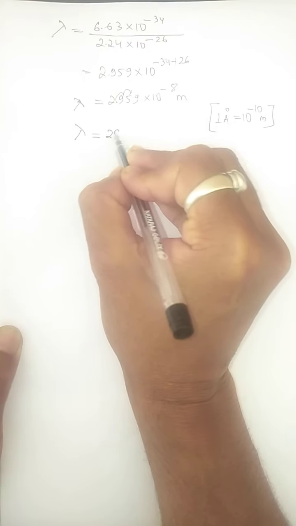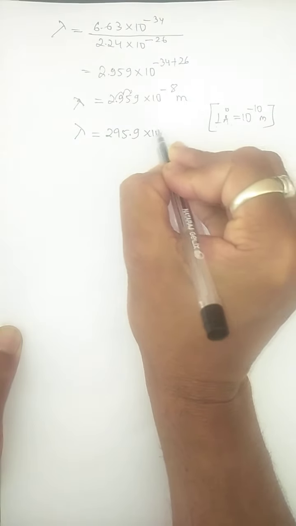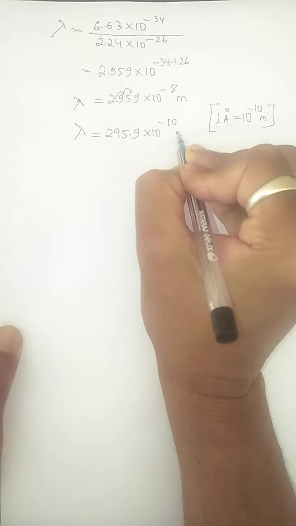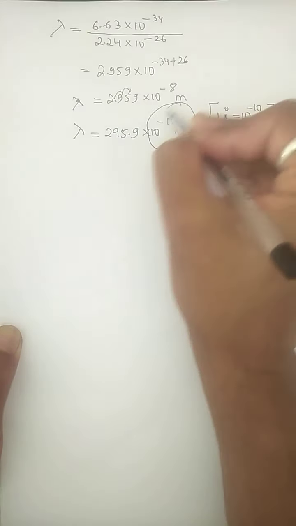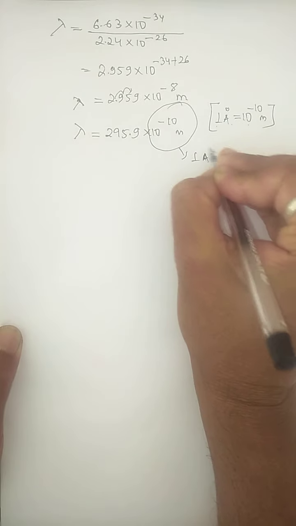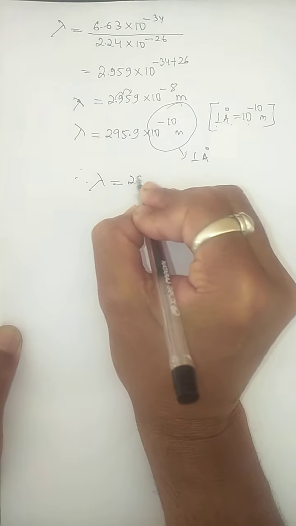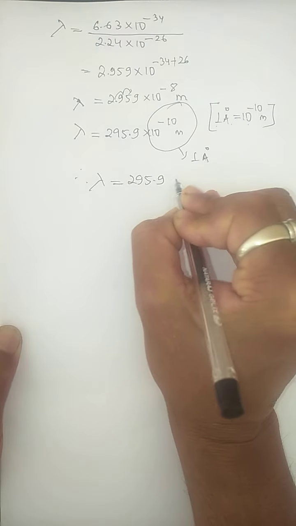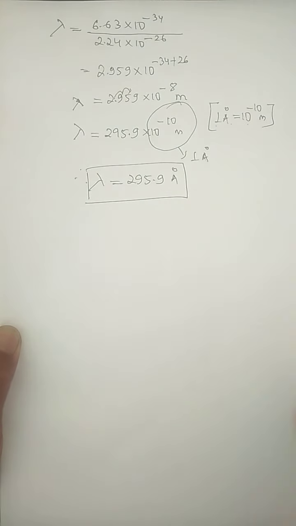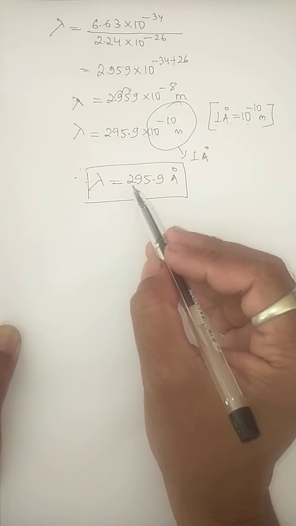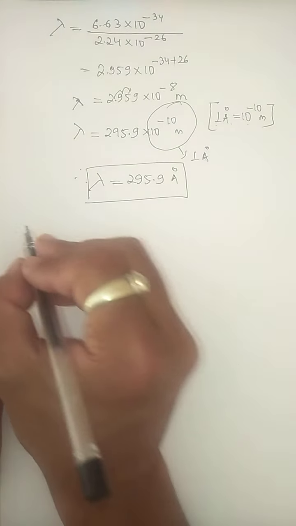So I can write this as 295.9. See, shifting 2 decimals right, it will tend to minus 10. Yes. So the power changed by minus 2, sorry, which means this is nothing but 1 Angstrom. Okay, so look at it now. Lambda now is 295.9 and the unit is Angstrom. So what is the wavelength of that photon? That is 295.9 Angstrom. So this is the second part of the answer.